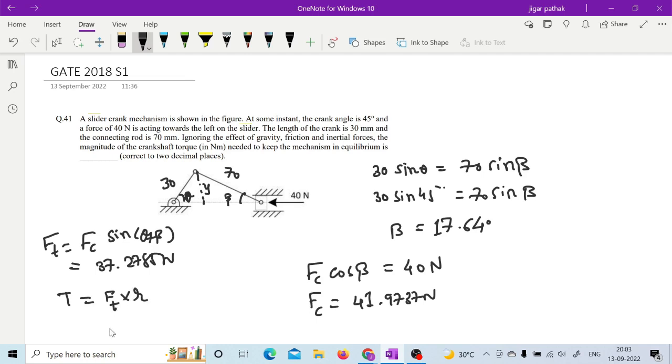Once you have Ft with you, you can easily calculate this particular torque, or turning moment, Ft into R. R is there, 30 mm, so you can convert it into meter, that is 0.03 meter, and when you multiply it with this 37, you will come up with this 1.1183 Newton meter, something like this. So now everyone is clear?